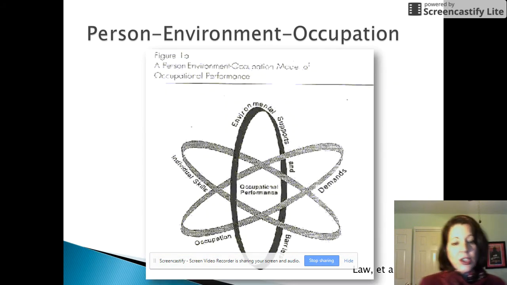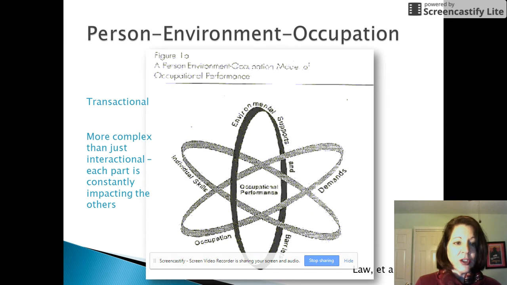Here's another rendition of it. And this one's kind of interesting because it's trying to show the 3D nature of the PEO model. So rather than just that static model that's kind of a slice, I think of it like you're making cookies and you have this cookie roll and you're slicing to make the cookies. Instead of just looking at that slice, we're looking at it now in three dimensions and seeing how the person and the environment and the occupation are all coordinating together and moving around each other to create that occupational performance, which is in the middle.